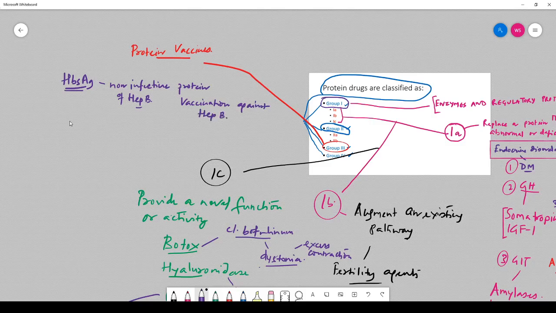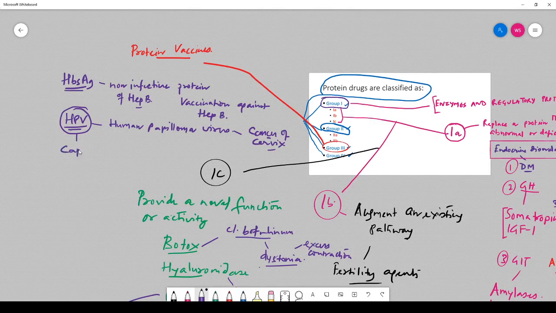There is also the HPV vaccine. What is HPV? Human papilloma virus. Okay, so it causes cancer of the cervix. Okay. So, what is HPV vaccine? HPV vaccine is the capsid.